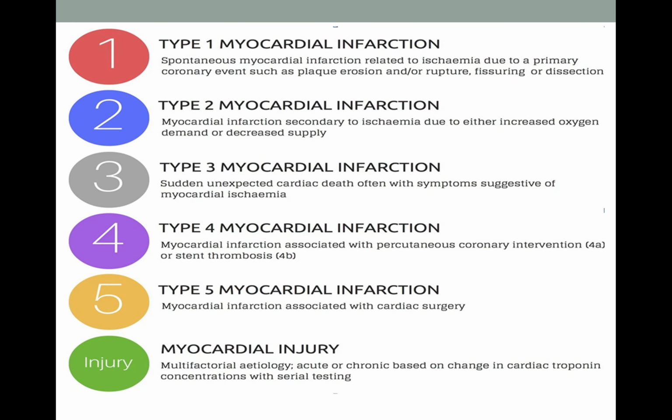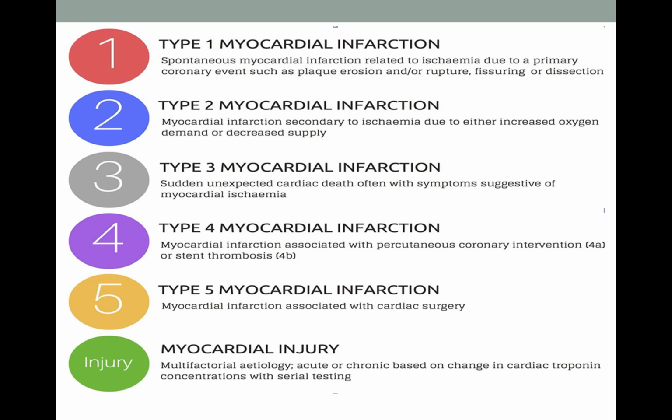So these are the types of MI. There are 5 types, but my presentation will be covering more on type 1 and type 2. Type 1 is a spontaneous MI. It's related to ischemia, usually due to atherosclerotic plaque rupture, fissuring or dissection. The primary pathology is atherosclerotic plaque rupture. Type 2 MI is due to an imbalance between oxygen demand and supply, such as in hypertension, coronary embolism or coronary spasm.